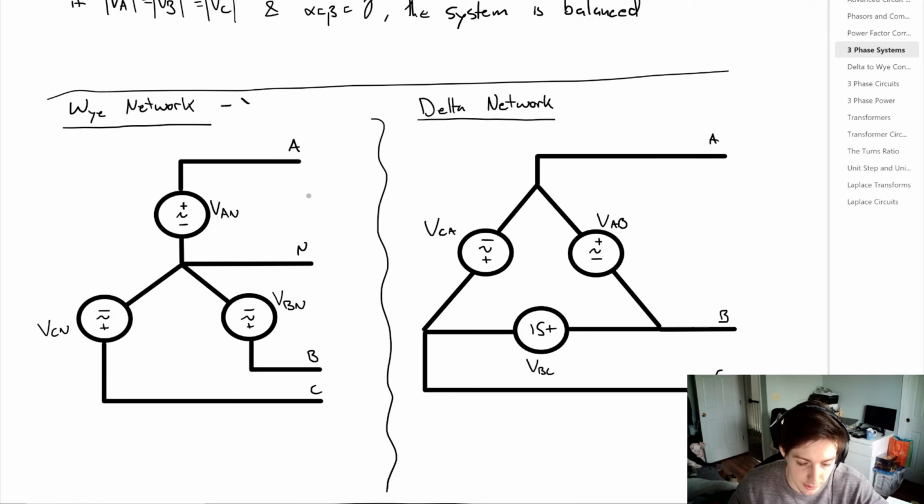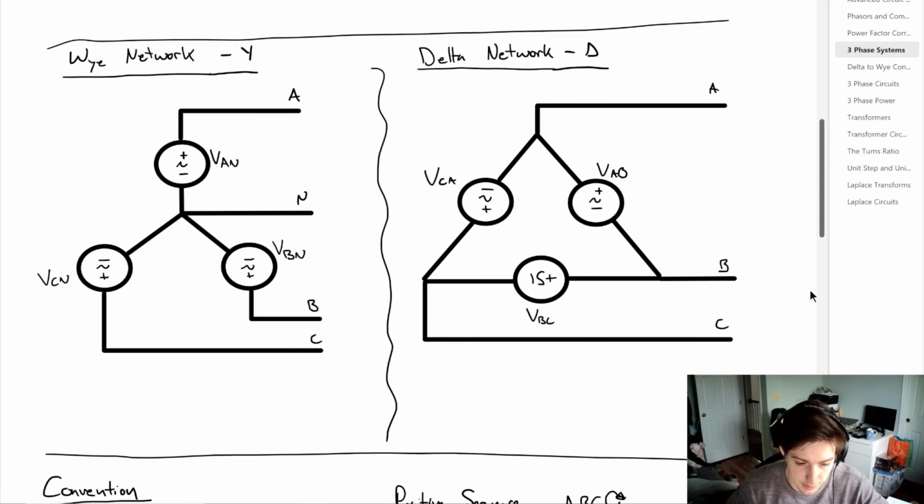So the Y network is also given as the letter Y, and the delta network is also given as a delta. So each have their advantages and disadvantages. With the Y network, we have three sources that are all attached with their negative terminals to this neutral line here. So you have a VA, VB, and VC, and they are given by VAN, VBN, VCN, and this notation signifies that we have a connection between the line A and the neutral line.